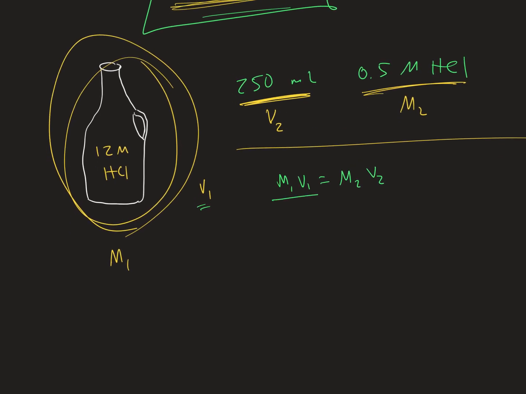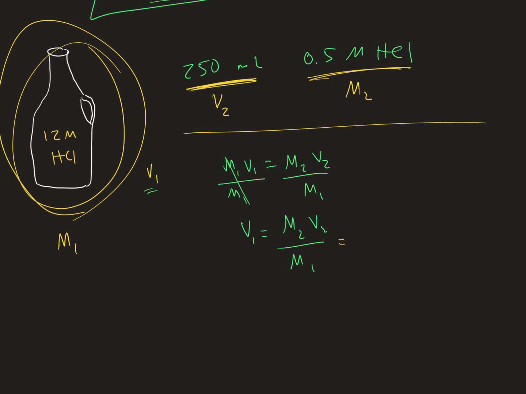So I'm going to divide both sides by M1. And I got V1 is equal to M2 V2 over M1. Can you still make mistakes doing it this way? Sure. All right, so now I can plug my values in. My M2 is what? 0.5. Should I just call it big M, or do I need to say moles per liter? Are we converting? No, let's just leave it big M.